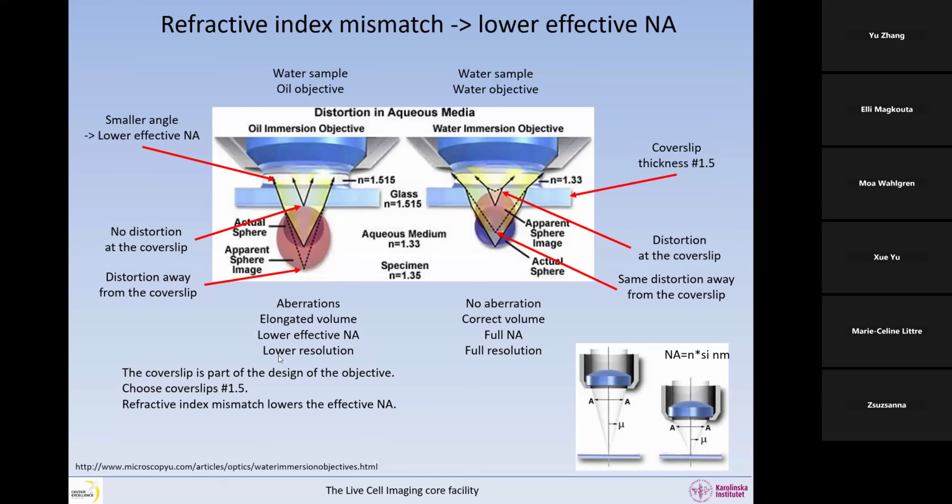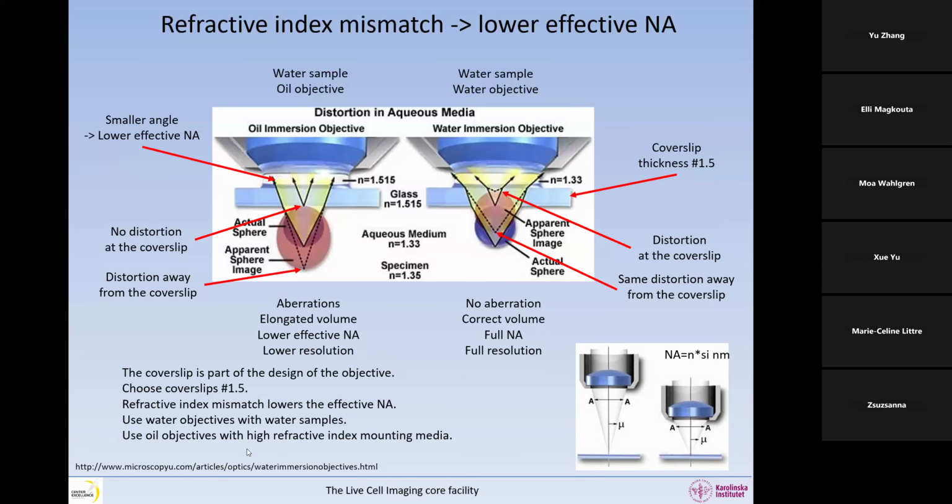And that's exactly the reason why we changed objective to an oil objective, because you wanted a higher resolution. So it's not very good. And in here we have no aberration, correct volume, full numerical aperture, and therefore full resolution. So when you image samples that are in PBS or in medium, like live samples, always use a water objective or an air objective, but not an oil objective, okay?